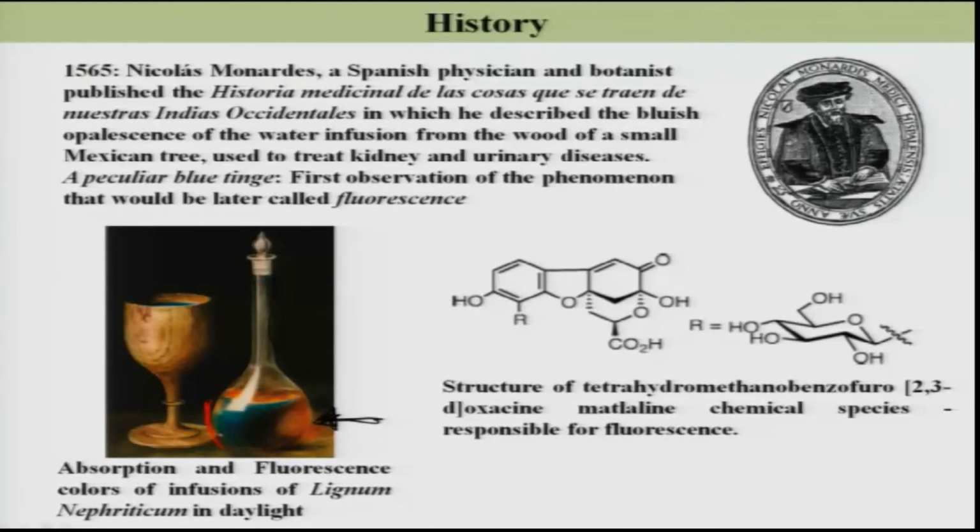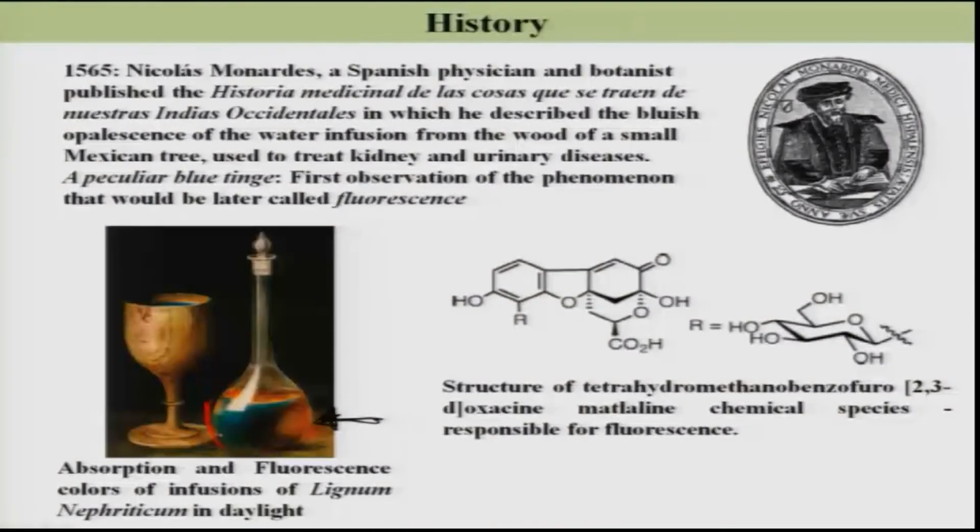At that time he was very curious to know the origin of this bluish tinge, and obviously the understanding was not that much and it was not identified as fluorescence, but he mentioned that when this distillate of this wood was taken in normal room light, a bluish tinge was coming out of it. He said for the first time that this was a new kind of phenomenon, and he called it opalescence or something like that. Later people knew which molecule is responsible for such a bluish tinge.